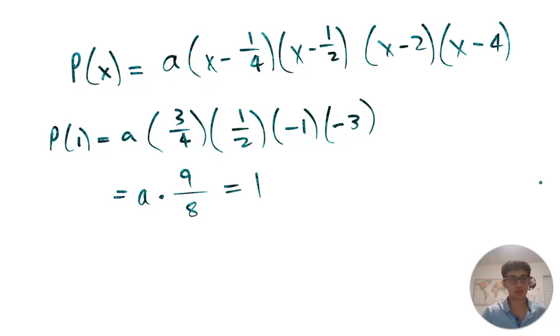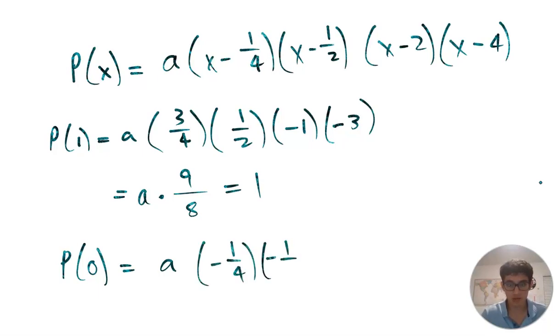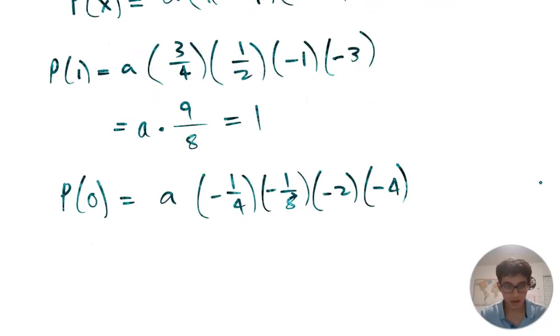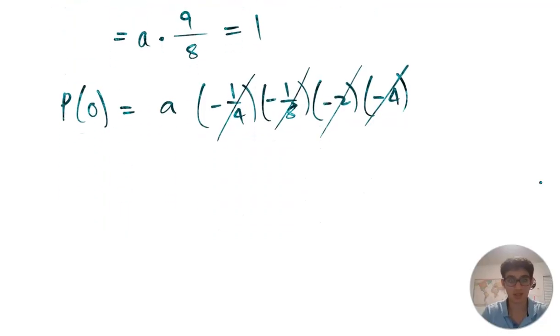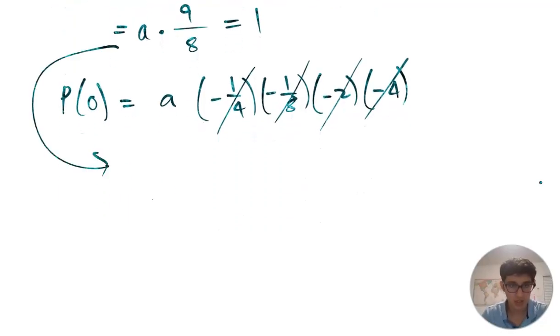Now, when we put in p of 0, what are we going to get? P of 0 is just going to be a times, and so we don't even need to figure out a, to be honest. It's just going to be a times something. And what is that something going to be? It's going to be -1/4, -1/8, and then -2 and -4. Wow, watch that. -1/4 and -4 cancel out, -1/8 and -2 cancel out, and so we're left with a. Okay, I lied. We do need to find a, but that's it. That's literally all we have to do, and we've got this handy little equation here. So a is just equal to 8/9.